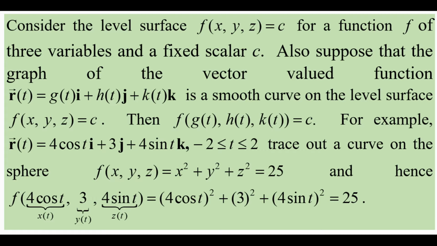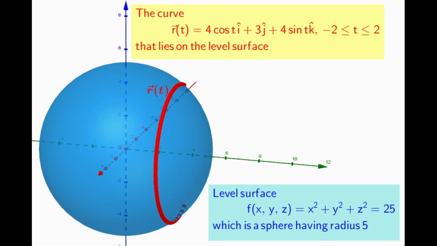For example, the vector valued function r(t) = 4 cos t i + 3j + 4 sin t k, where the parameter t varies over the interval from -2 to 2, traces out a curve on the sphere which is the level surface given by f(x,y,z) = x² + y² + z² = 25, and hence f(4 cos t, 3, 4 sin t) = 25. The sphere shown in the figure is the level surface f(x,y,z) = x² + y² + z² = 25.